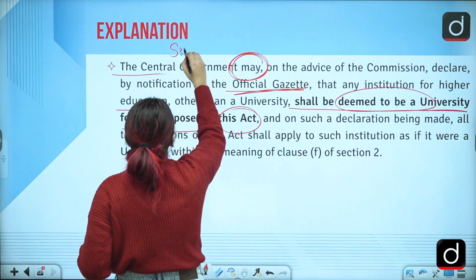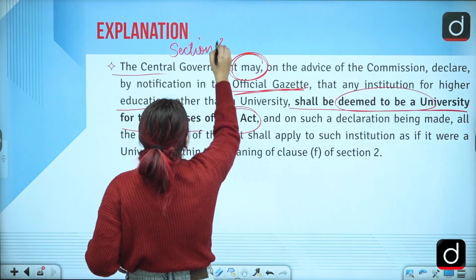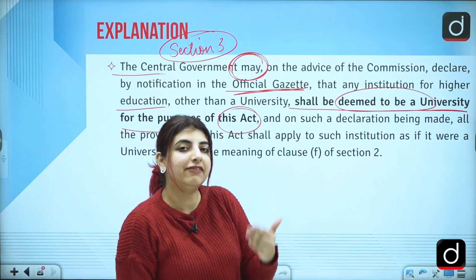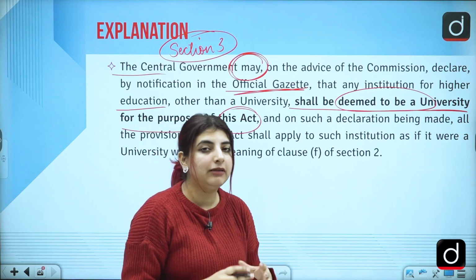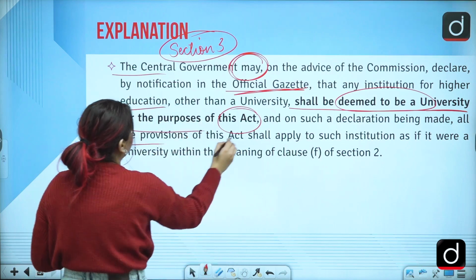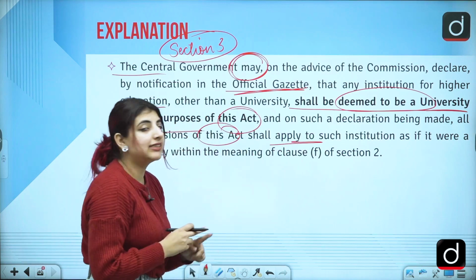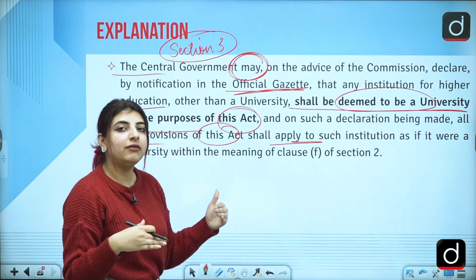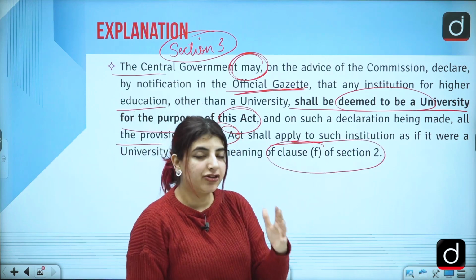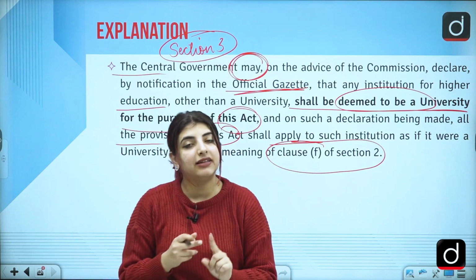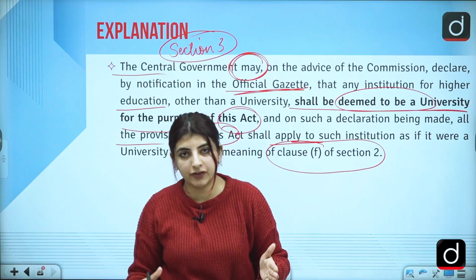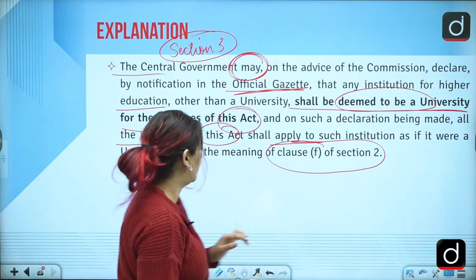That is why under section 3, on the advice of UGC, a higher educational institution is given the status of a deemed to be university by passing the Act, right? And on such a declaration being made, all the provisions of this Act shall apply to such an institution as if it were a university within the meaning of clause F of section 2. So anything related to section 2F that we talked about in statement 1 will apply, but these institutions will be given a different status than the main universities. Hence they are given the title deemed to be universities.